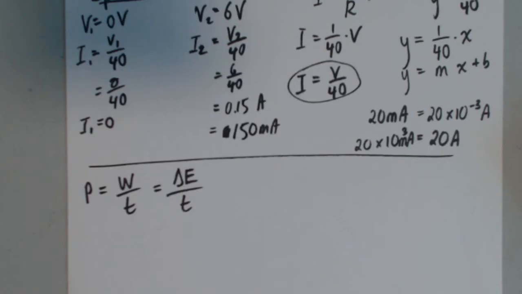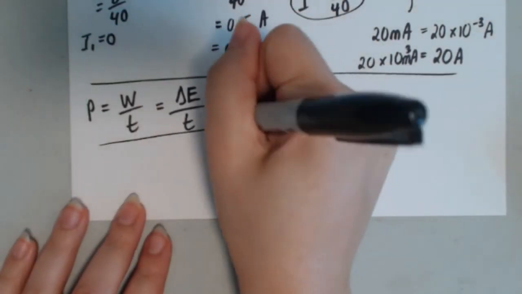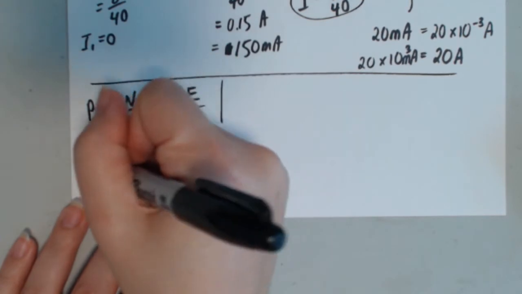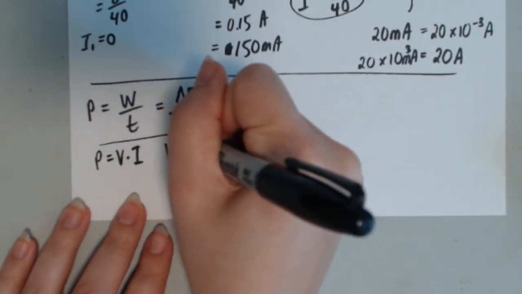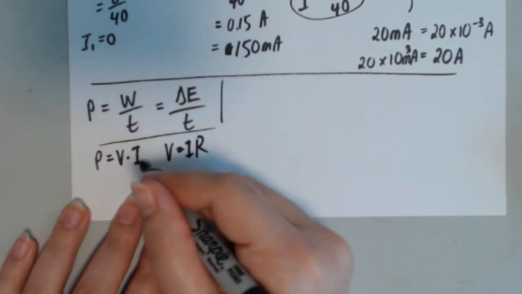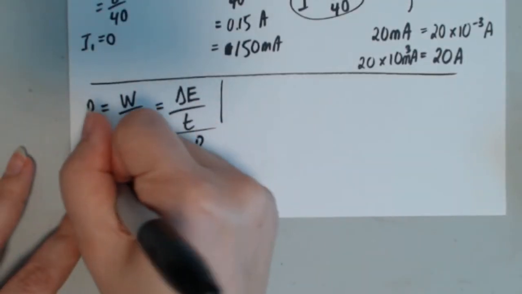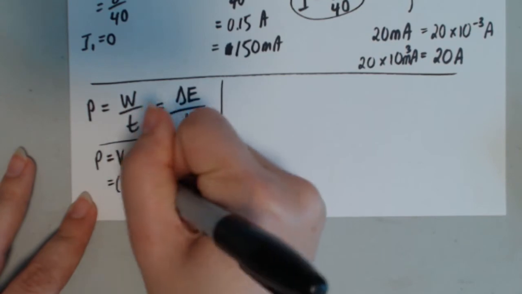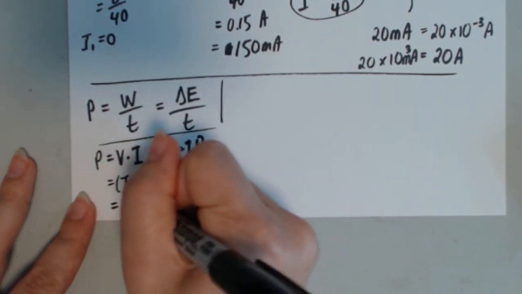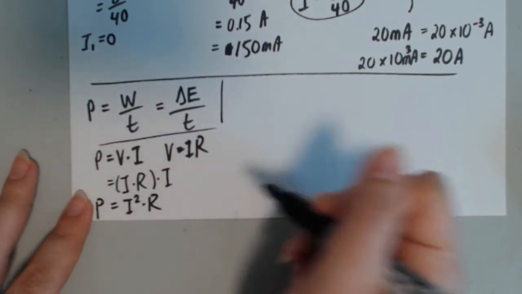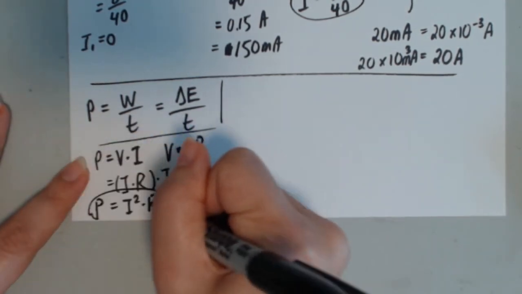So you know what, we can do that from scratch here. If I have P is equal to V times I, and I know that V is equal to I times R, if I plug V in for the V on the left, I'm going to get I times R times I. I times I is I squared, so there's I squared times R. Okay, so there's our first formula.